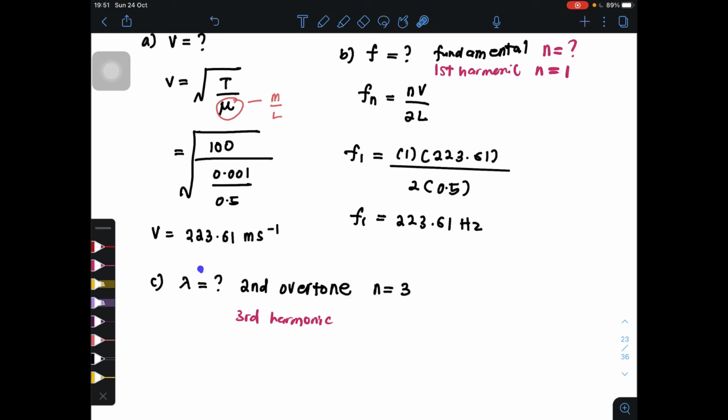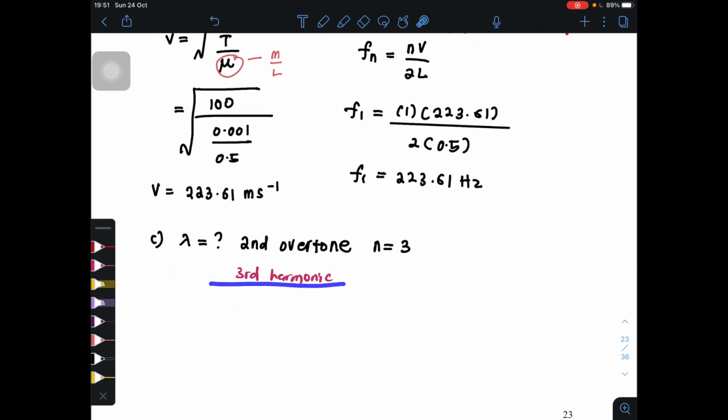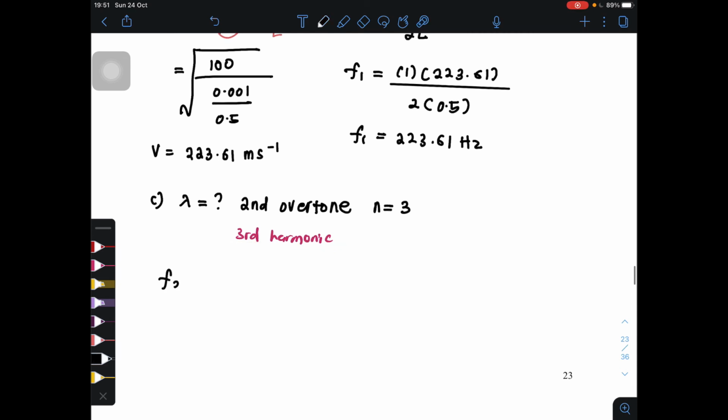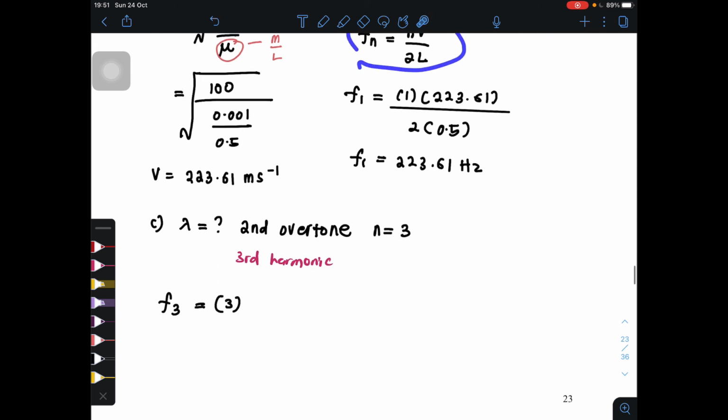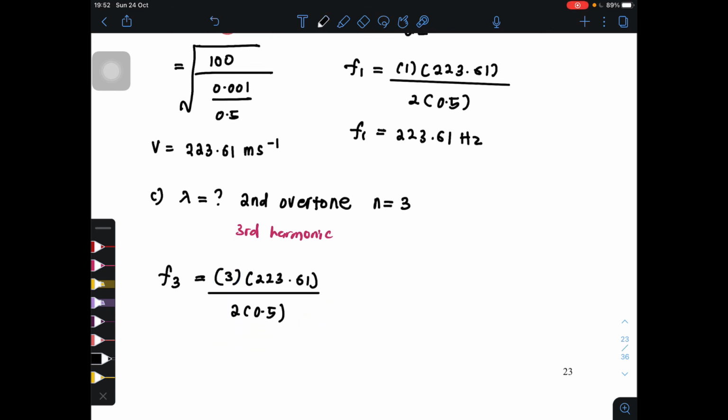Okay, so in order to find the wavelength, we need to find the value for the frequency untuk third harmonic dahulu. So, F3 is equal to 3. Gunakan formula yang sama dekat sini. Dan V juga adalah value untuk the speed of the wave. 223.61 divided by 2 times 0.5. So value yang lain semua adalah constant. Yang berbeza adalah the value for the n here. So F3 is equal to 670.8 Hz.